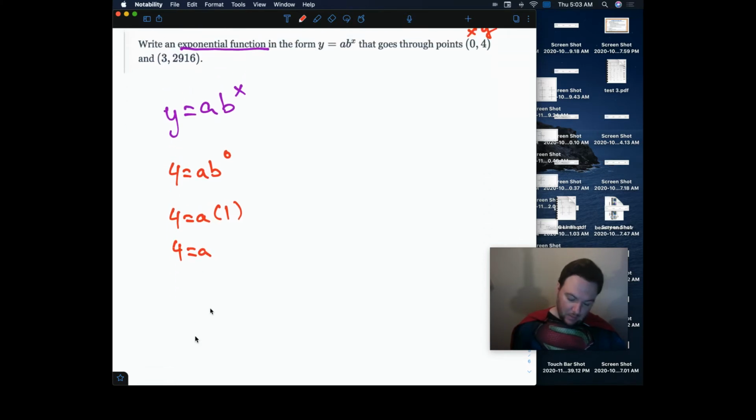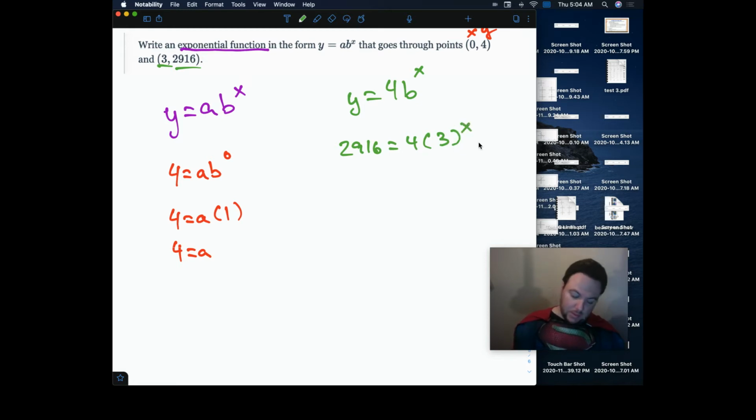And now that I know a is 4, I can go to the other equation. We now have this is our equation, right? Because we know a is 4. We have this, and x and y is here. So y is 2916 equals 4 times b to the 3. And then we're going to solve this. So this is really important when you're solving this. You actually have to start by dividing by 4 because you want to get b cubed by itself. So this gives me b cubed equals whatever 2916 divided by 4 is, which is 729.